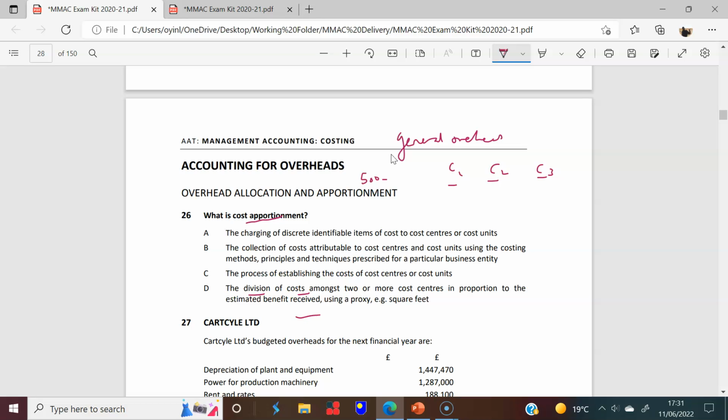So if you have rent of 5,000 and you have square space of 100 square feet here and 200 here, and 200 here as well, we are literally splitting this £5,000 cost between these cost centers in that order. So that's sort of a good way of looking at it. And so that's the first one, question 26, cost apportionment.